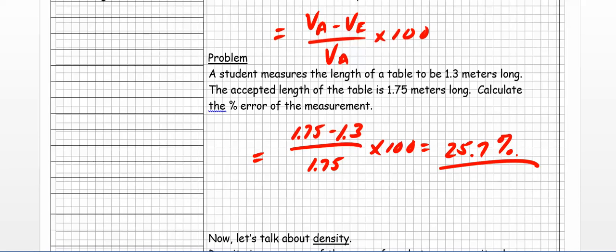And that'll do it. All right, on our next section, we're going to take a look at density. But I hope that clears up dimensional analysis and also percent error for you. We'll do a little bit more practice on the next one.